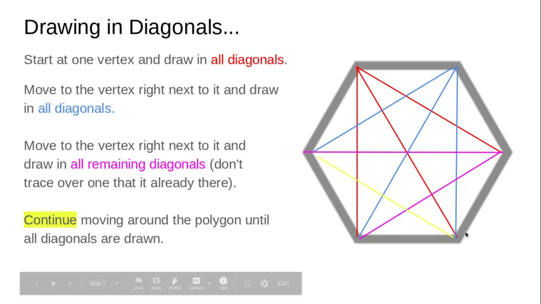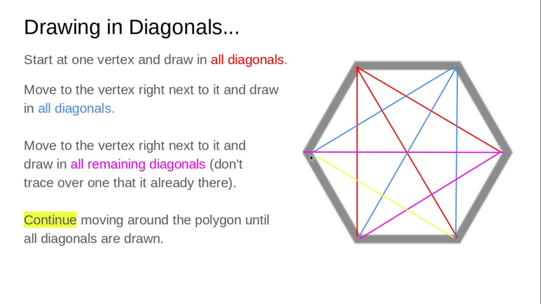Then you go to the next vertex, and you do the same thing. So the blue one's already there, the red one's already there. There's only left for me to draw in this one yellow mustard color diagonal. When I come over here, I've got purple, blue, and red already there, so there are none for me to draw. And here I already have that yellow mustard, purple, and blue, so there are none for me to draw. And then we're right back where we started.